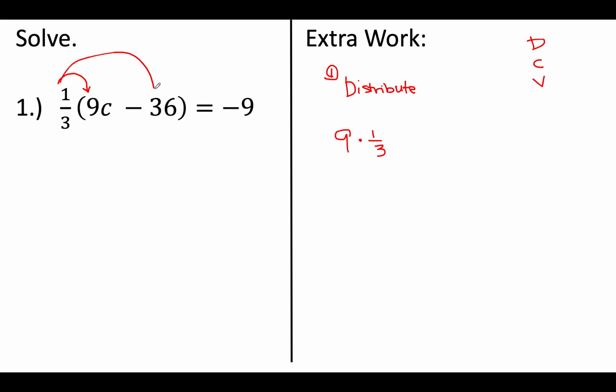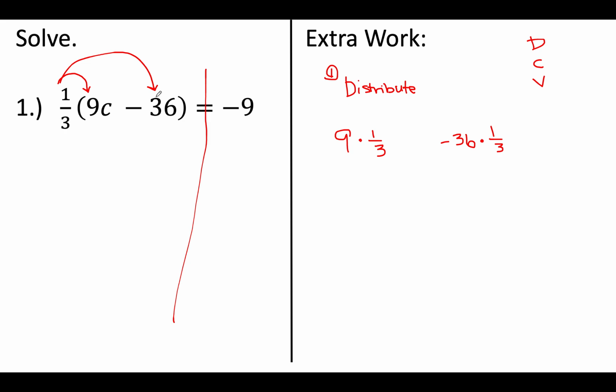And we're going to do -36 times 1/3. Why are we not distributing all the way to the other side? Well, number one, there's an equal sign, and we only deal with one side of the equation or the other. We can't cross either side of the equation without doing the opposite operation.